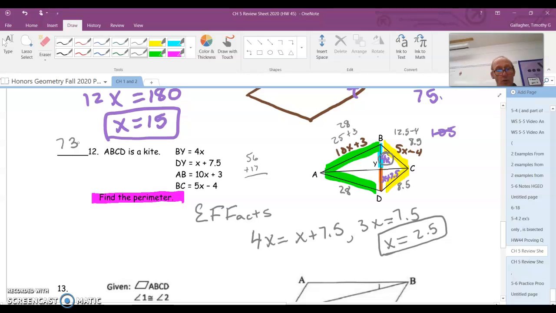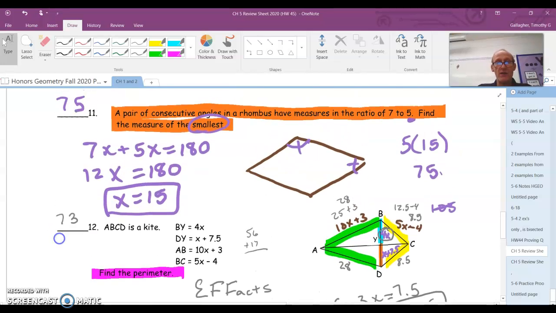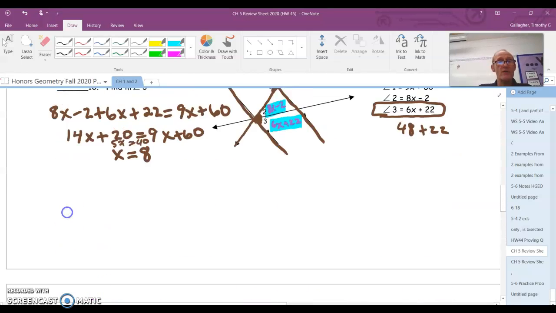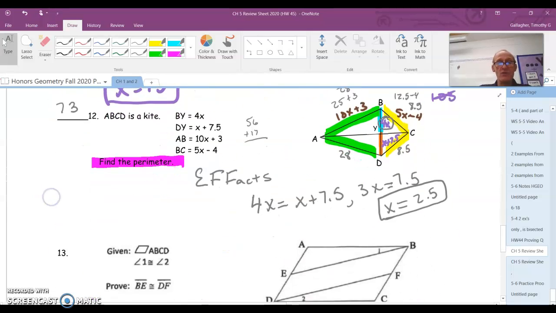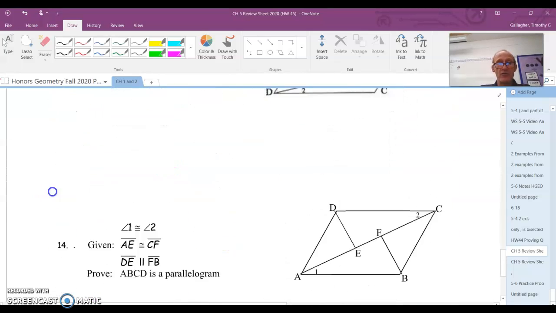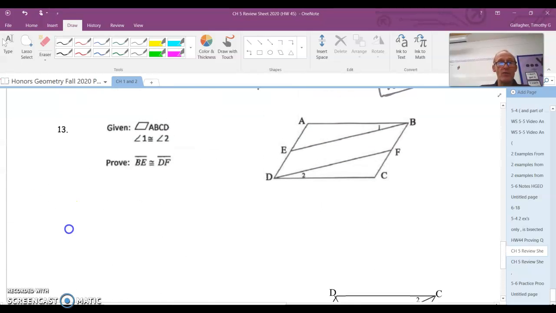Okay, so that is how you do that problem. Please stop the video and find out how to do these. Find out and slow down, take your time. It's okay. You can take your time. You can do this. Number 13 and 14, these are proofs. And number 13 is a pretty easy proof, to be honest.